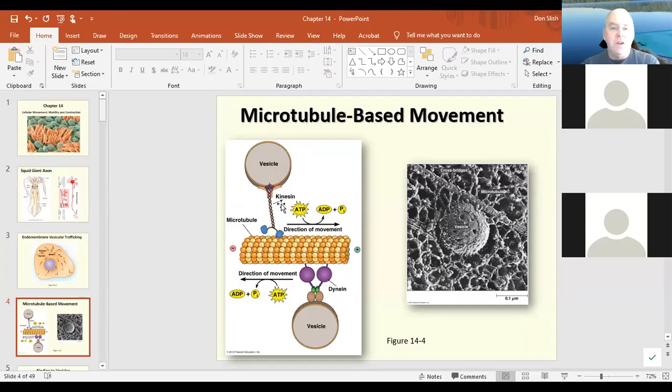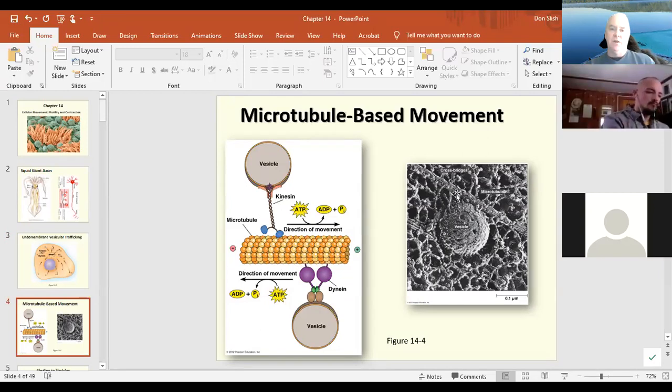Big difference, and the thing you need to remember is kinesin moves towards the plus end of the microtubule, and dynein moves towards the minus end of the microtubule. Here's an actual electron micrograph of a vesicle being held onto that microtubule.